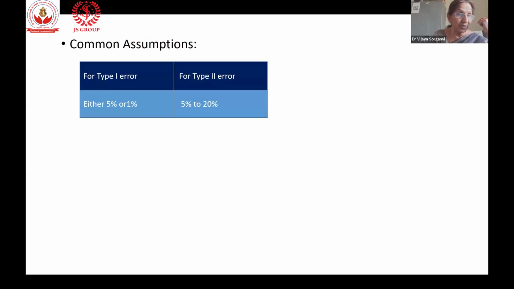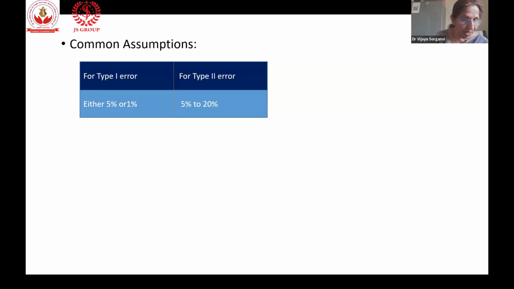We may take 1%, 2, 3, 4, or up to 5%. Type 1 error, we are only considering from 1 to 5%. I cannot consider 20% as a type 1 error. If 20%, it means an 80% level of confidence, so my sample result will apply to only 80% of the population. For 20% we can't give a guarantee. So 5% error is acceptable, and we consider from 1 to 5%.